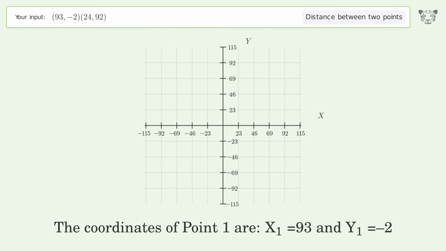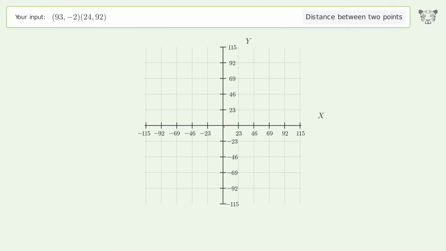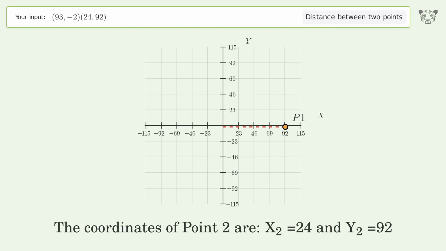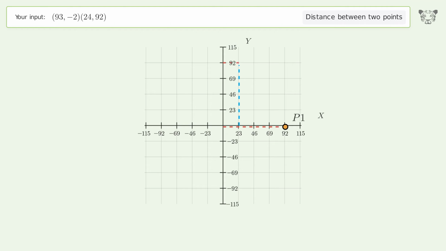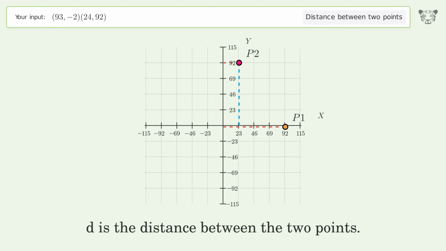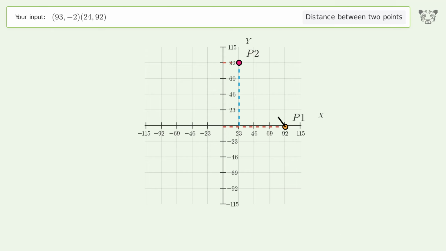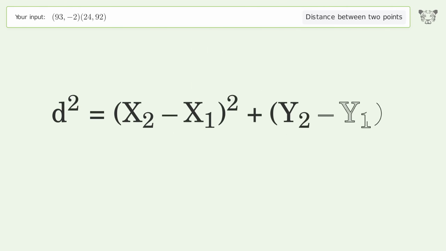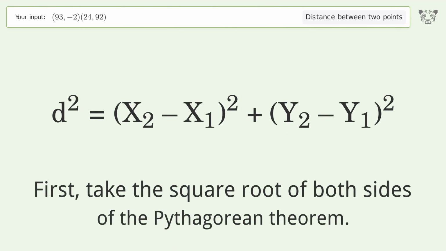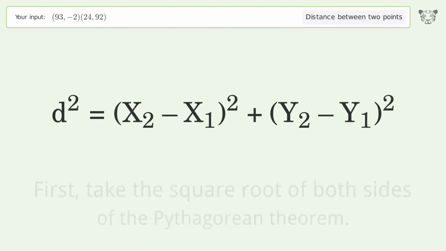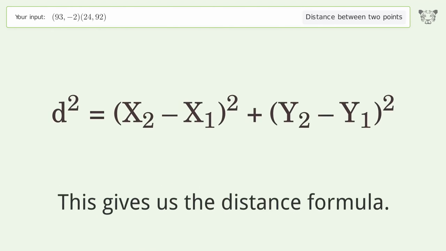The coordinates of point 1 are x1 equals 93 and y1 equals -2. The coordinates of point 2 are x2 equals 24 and y2 equals 92. D is the distance between the 2 points. First, take the square root of both sides of the Pythagorean theorem. This gives us the distance formula.